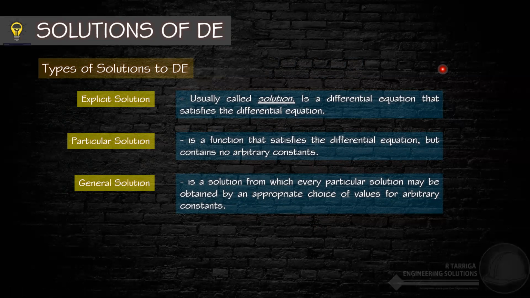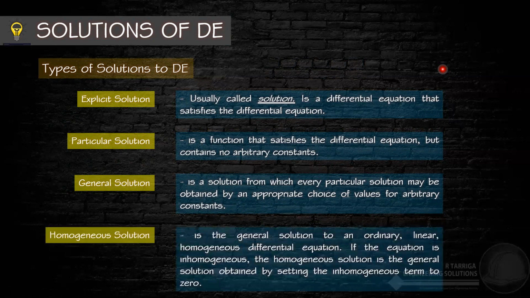Okay? So the last one is called the homogeneous solution. It is the general solution to an ordinary linear homogeneous differential equation. If the equation is inhomogeneous, the homogeneous solution is the general solution obtained by setting the inhomogeneous term to 0. So that's it, no? But again, as what I've said, we'll be focusing on these two only.